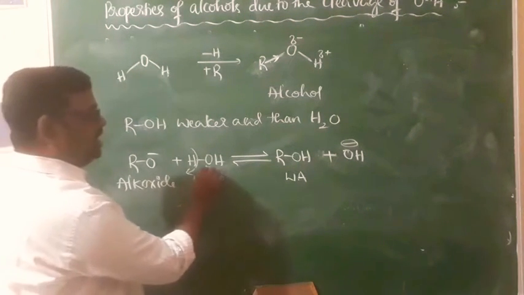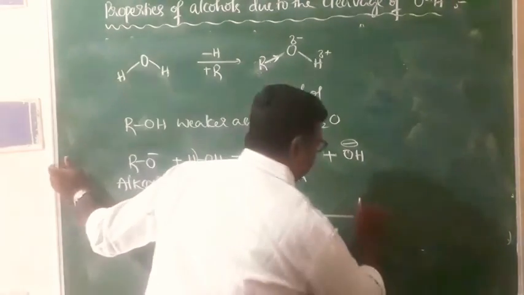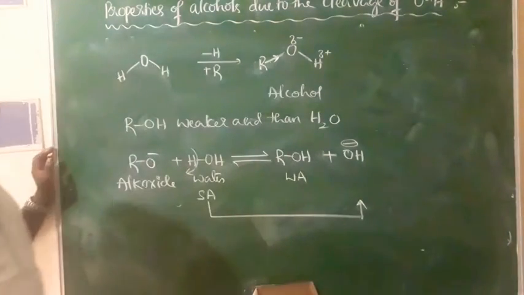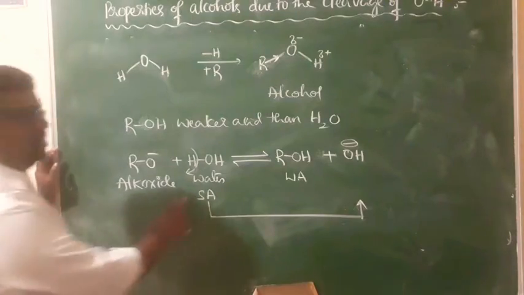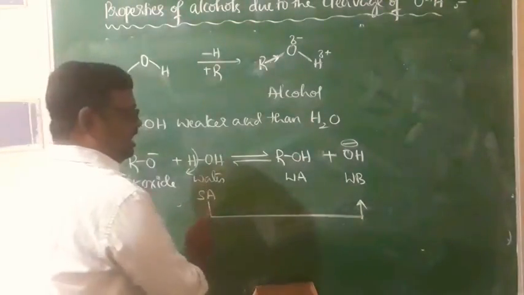Now this is a strong acid, is it not? Water is a strong acid. Therefore, its conjugate is what? OH minus. That is a weak base. The conjugate of a strong acid is a weak base.